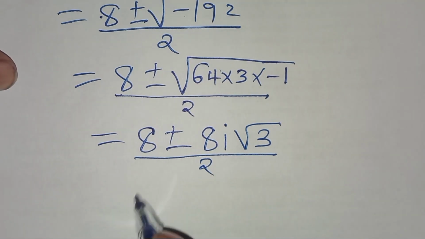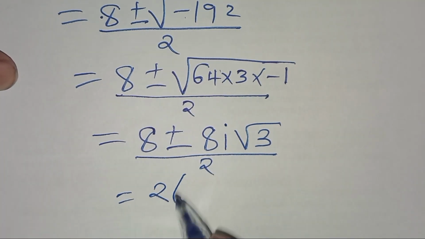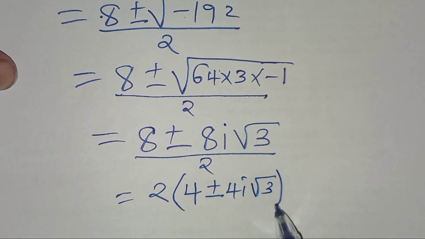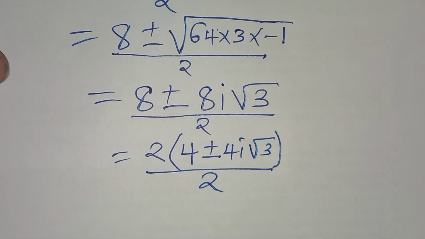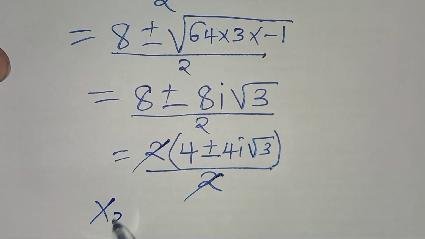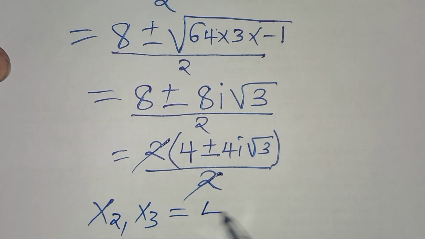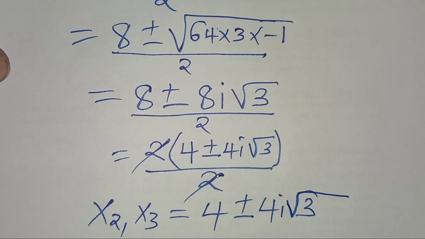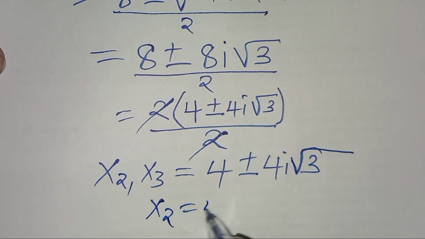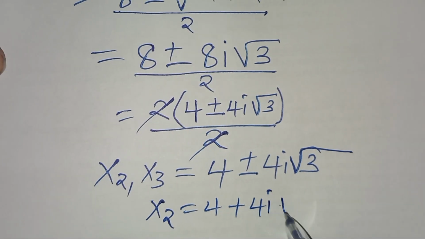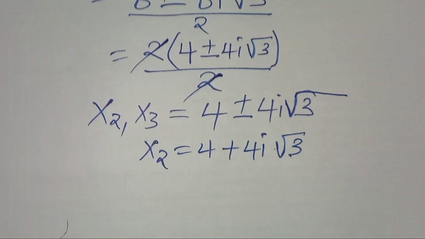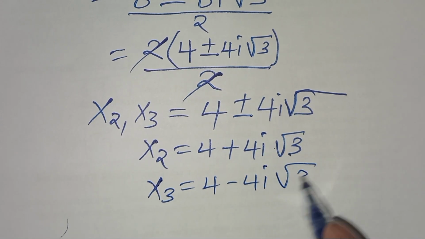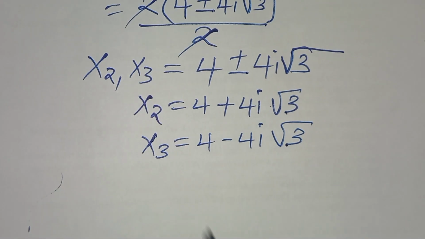Now, we can factor out 2 here. We have 2, then this is 4 plus or minus 4i square root of 3 divided by 2. So in this case, we have x2, x3 equal to 4 plus or minus 4i square root of 3. So we have x2 equal to 4 plus 4i square root of 3, and we have that x3 is equal to 4 minus 4i square root of 3. Now, we have solved for case 1.